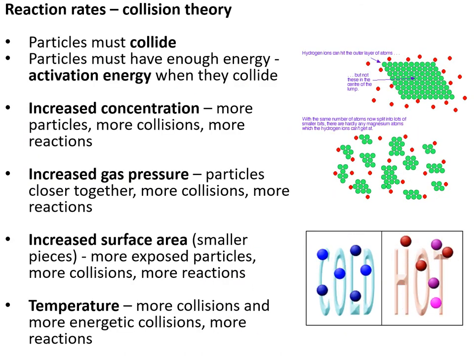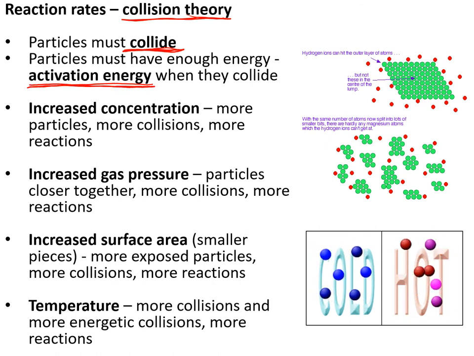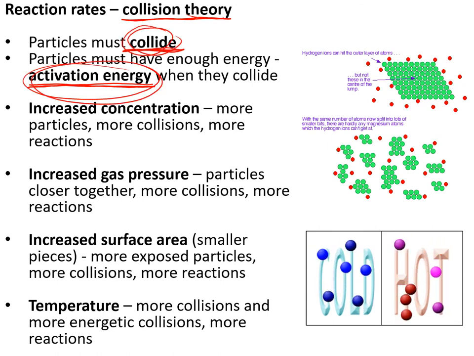Now, the rate of chemical reactions is controlled by something called collision theory. Now, collision theory tells us that in order for two particles to react with each other, first of all, they must collide, they must actually physically hit. And secondly, they must collide with enough energy. That's called the activation energy. Okay. So if we want to increase the rate of a reaction, we want to make sure there are more collisions and that those collisions have more energy so that more of them have that activation energy.